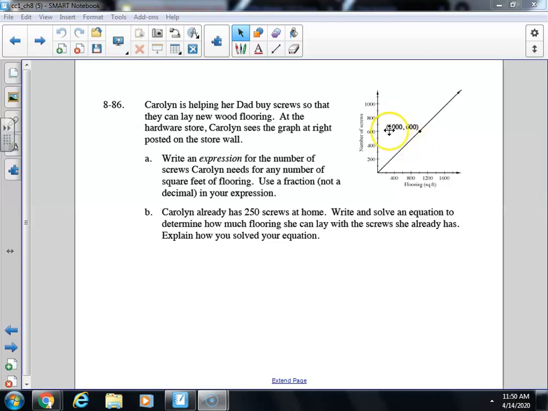Okay, so when we look at these parentheses here, remember that's a coordinate point where the 1,000 represents what's on the x-axis, and the 600 represents what's on our y-axis. So letter A says to write an expression for the number of screws that Carolyn needs for any number of square feet of flooring. Use a fraction, not a decimal here, in your expression.